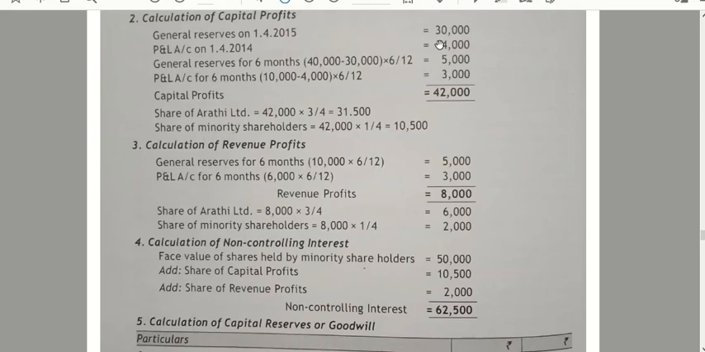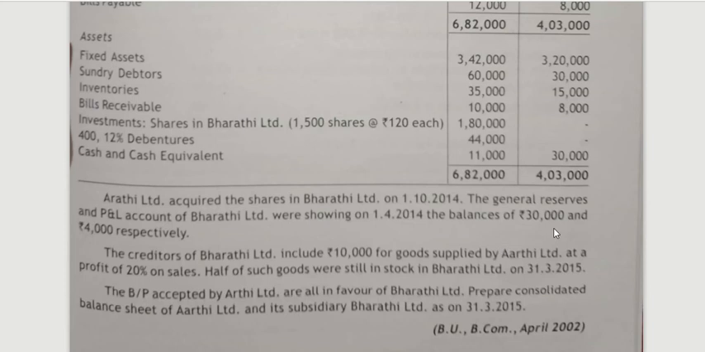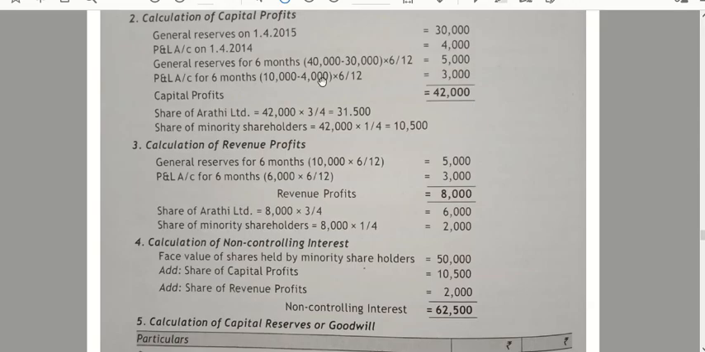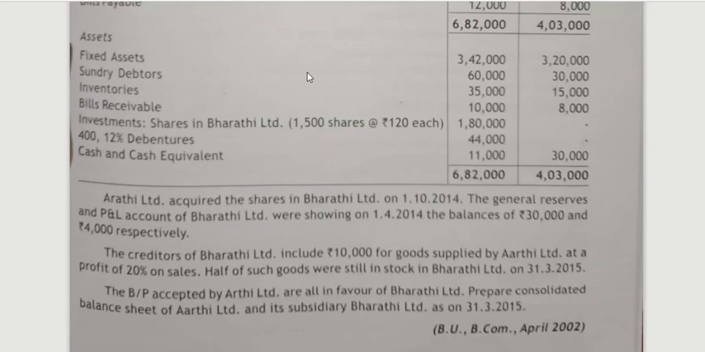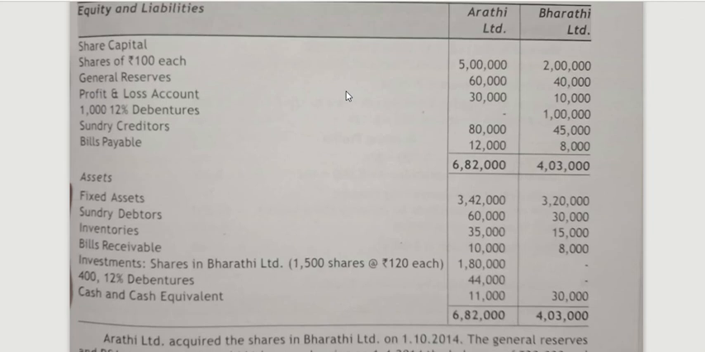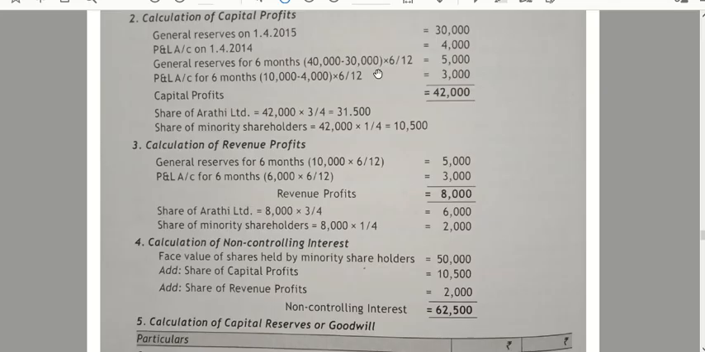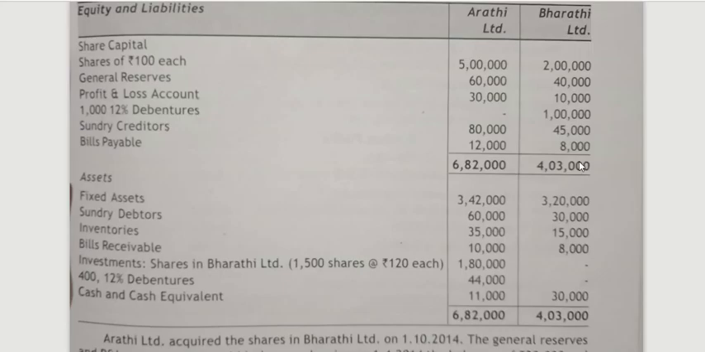The general reserve on 1/4/2015, which is given in your additional information, is 30,000, and the profit and loss account on 1/4/2014 is 4,000. The general reserve for 6 months we will calculate. Why? Because in the balance sheet they have given it for the whole year. In that, 6 months is capital profit, the rest 6 months is revenue profit. So 40,000 minus 30,000, which is already taken, into 6 by 12, which is 5,000. Profit and loss for 6 months.